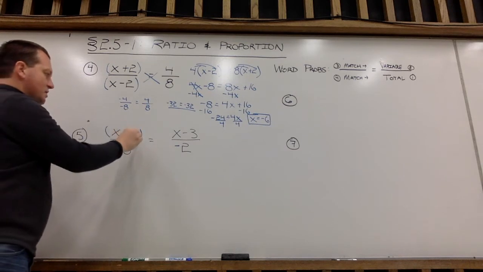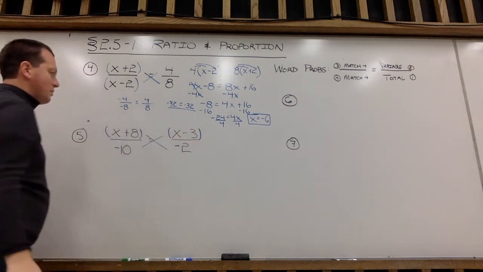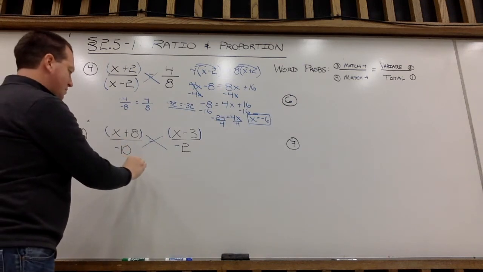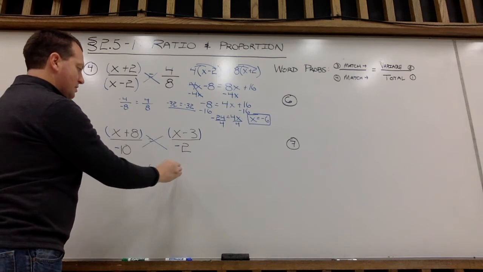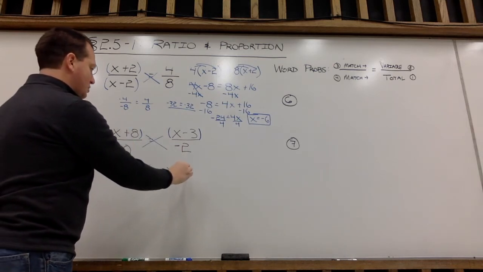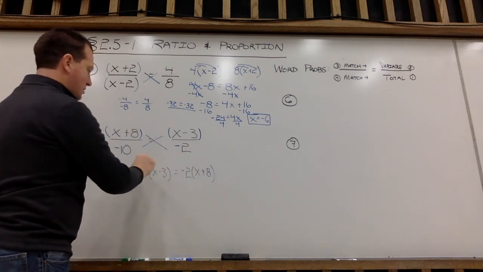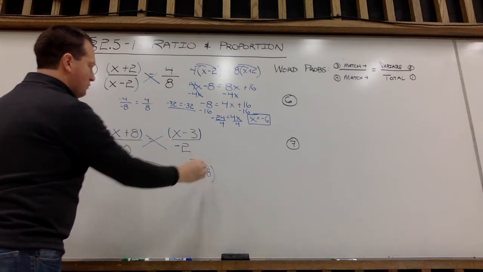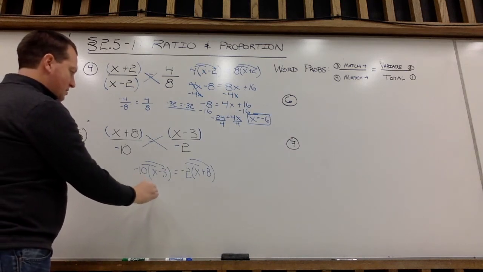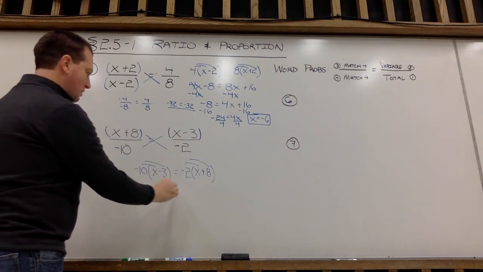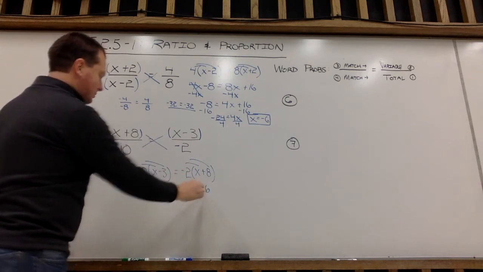So I'll put parentheses around the x plus 8 and x minus 3, and then take my diagonal cross products. So I'll have negative 10 times x minus 3 in parentheses will equal negative 2 times x plus 8. I'll do a double distributive property. Negative 10x plus 30 will equal negative 2x minus 16.